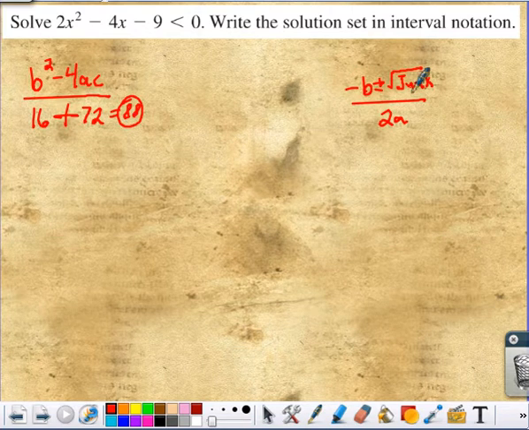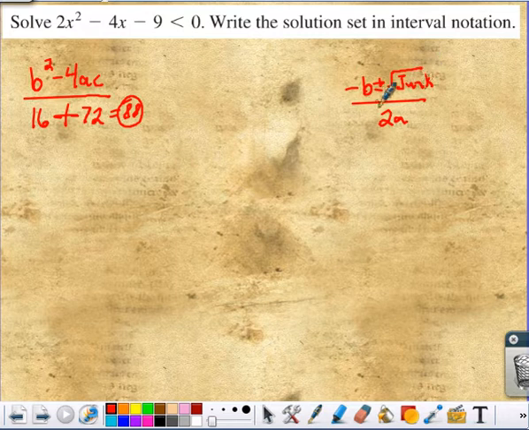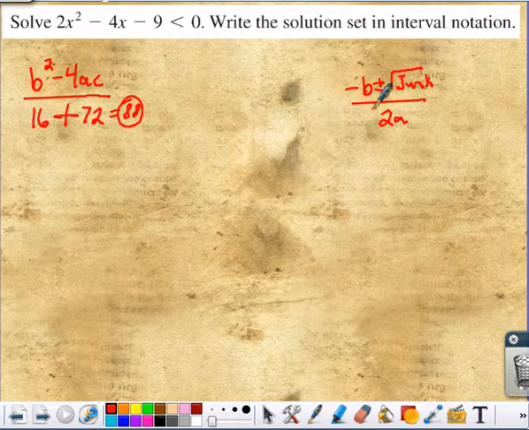Since my junk here was 88, that shows me why that didn't factor. I don't know what the square root of 88 is. Had you got a number like 81, 100, 36, 64, that would have factored. But since the stuff under the radical is 88, that will not factor. So now let's go back and plug this in. Negative b would be positive 4, plus and minus square root of 88. Let's go ahead and clean that up.